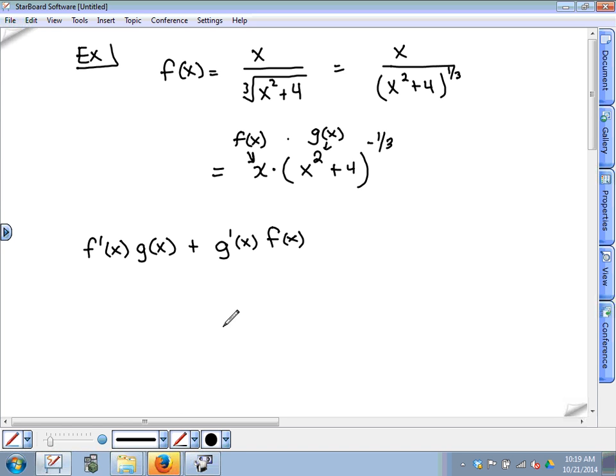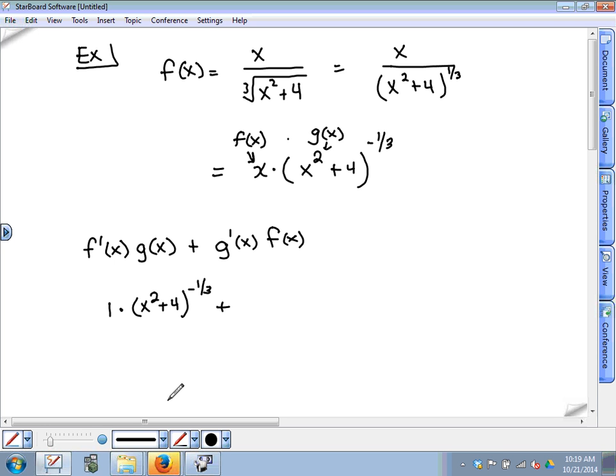So let's go through it. What's the derivative of f? Not the original f function, but what we're calling the f function here. It's 1. And now we multiply that straight up by the whole entire g function. So that's x squared plus 4 to the negative 1/3. Now we have to add that to the derivative of the g function.